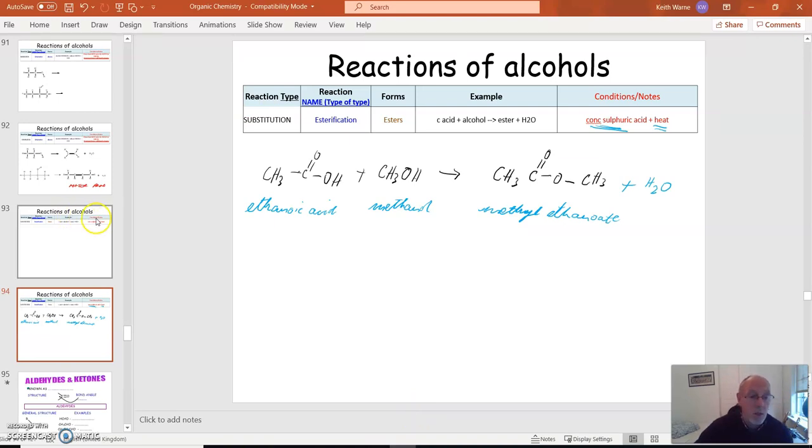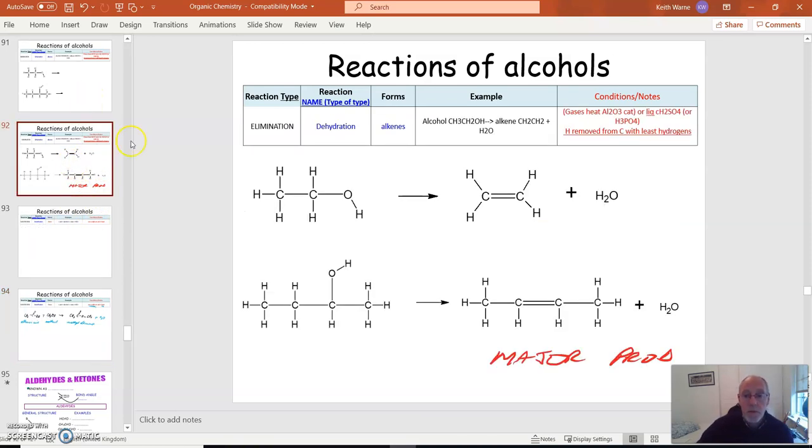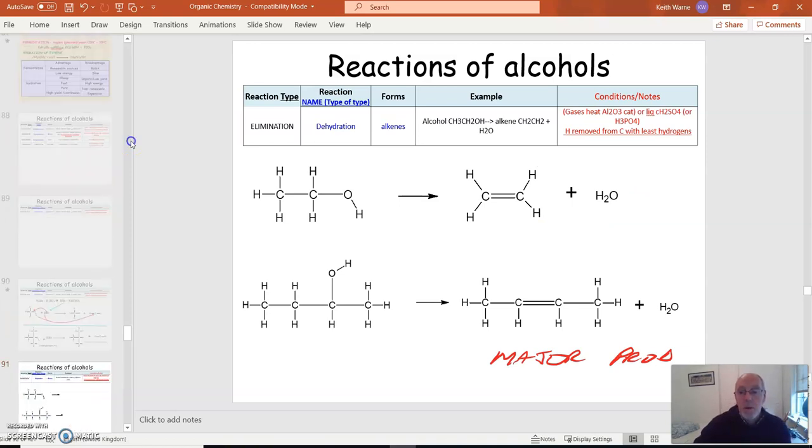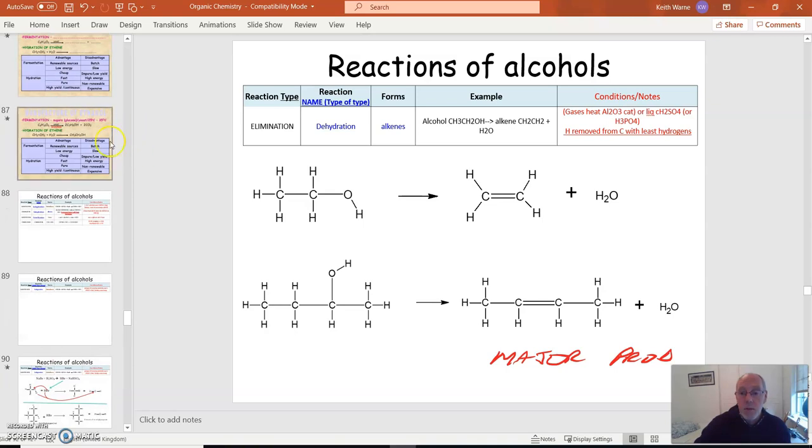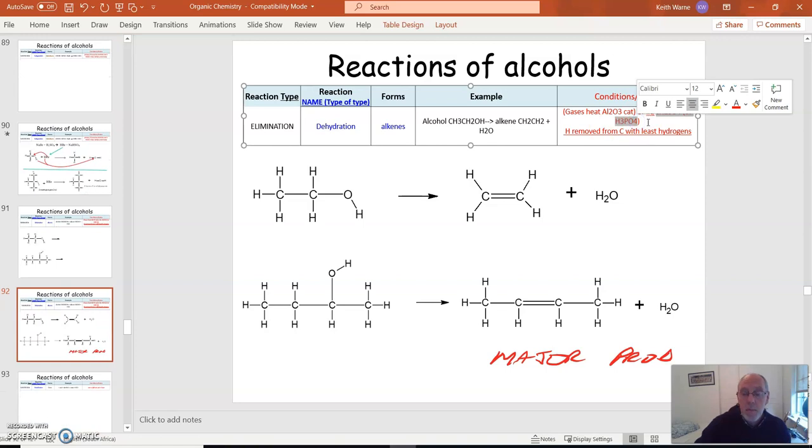No, that's the esterification. It was this one where I said, oh yes, here we are. Here's your catalyst that you need. You need sulfuric acid catalyst or H3PO4. Those are your catalysts that you need when you're dehydrating the alcohols. If it's a gas, then you need to heat it over aluminium oxide as well.